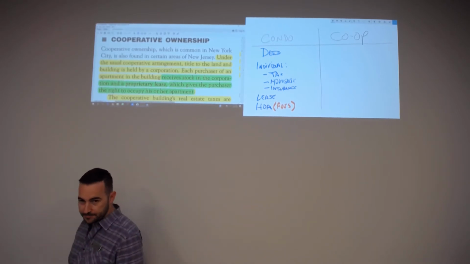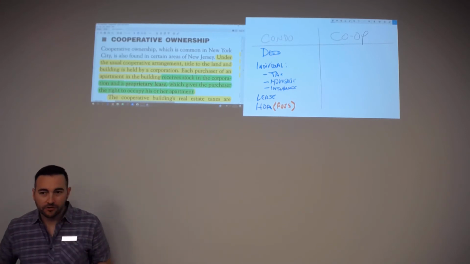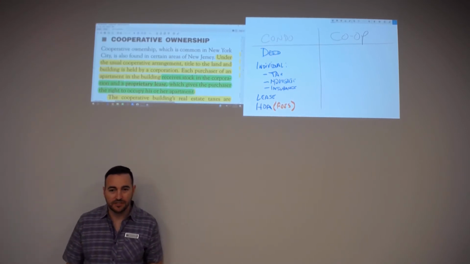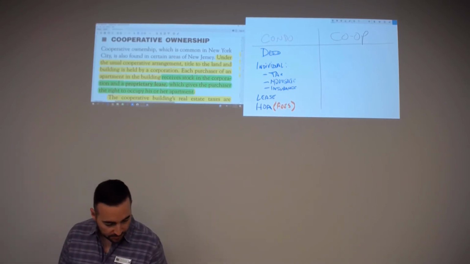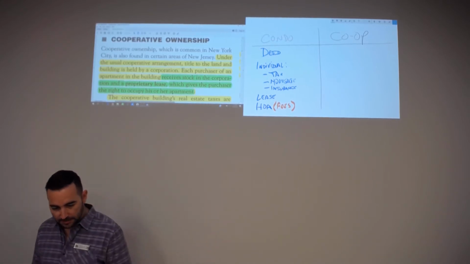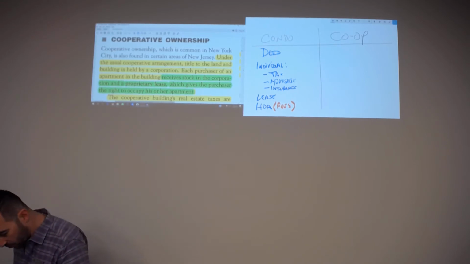Cooperative ownership, which is common in New York City, is also found in certain areas of New Jersey. Under the usual co-op arrangement, title to the land and the building is held by a corporation.